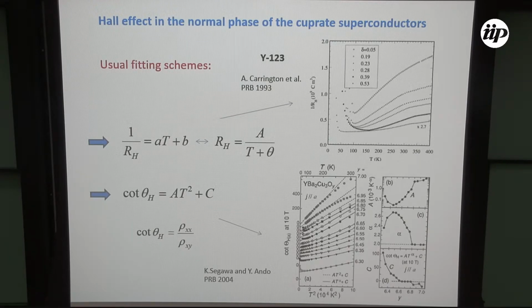Well, in fact, the situation is complicated, and many studies exist, and basically two types of fitting schemes have been proposed. This one, as exemplified by this picture, is quite common to interpret Hall effect results in cuprate superconductors. They were used for different oxygen depletion, and those functions are equivalent. So this one is more or less the idea of magnetic fluctuation, and this one is more related to some kind of non-Fermi liquid behavior.